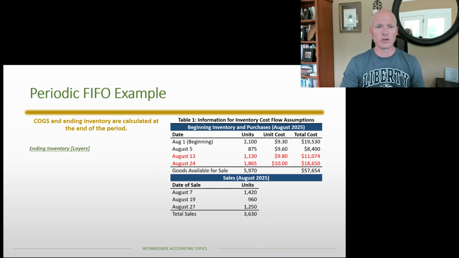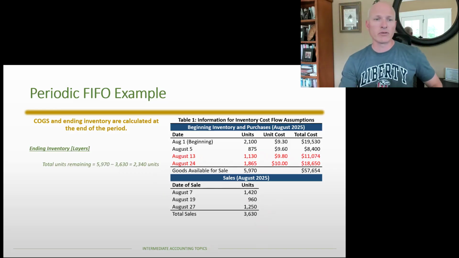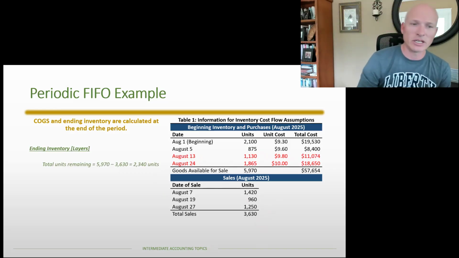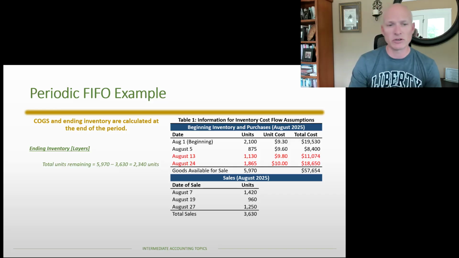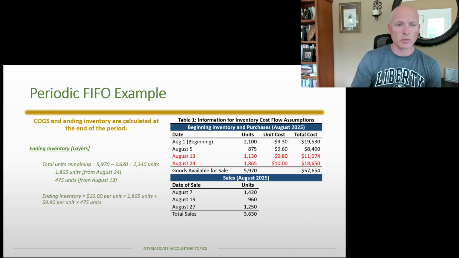All right, so again, those different layers. We know that the total number of units is 2,340. Again, 5,970 minus 3,630. We know that all of this first layer, so 1,865 units, is going to come from August 24th. And the remaining units, 475, are going to come from the August 13th layer. And so then we calculate that.